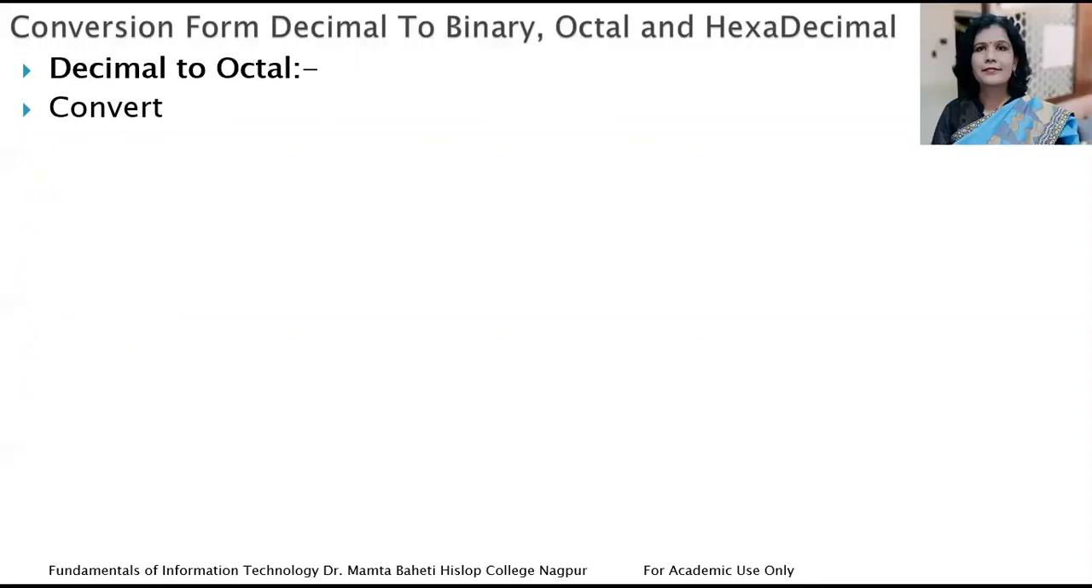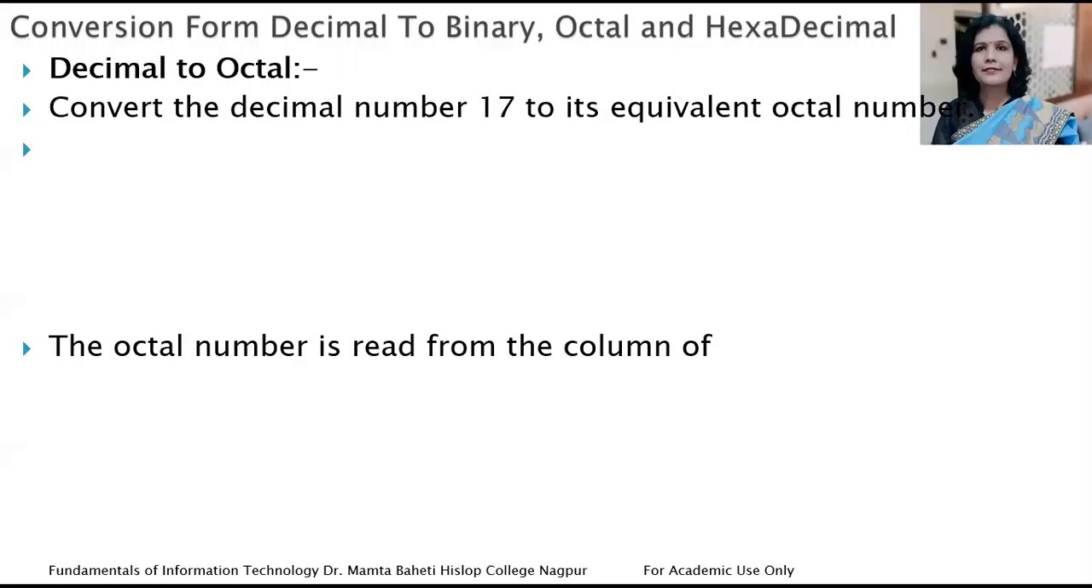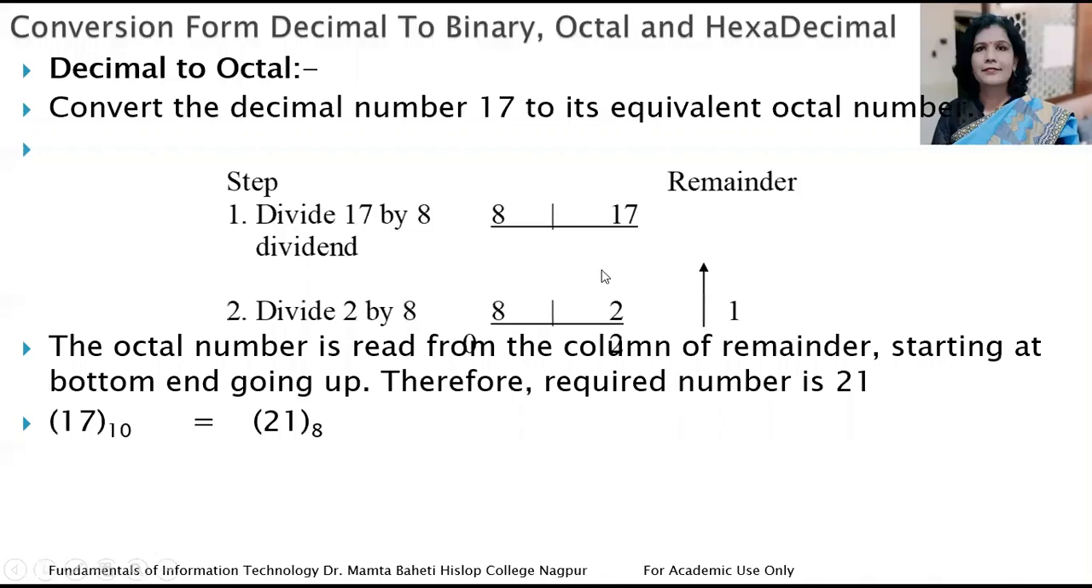Now decimal to octal. In decimal we have 10 digits, in octal we have 8 digits. So the octal number is read from, what we will see? See here. Divide the number by 8. Remember. And till how long will you divide? Until the number is smaller than the number you are dividing by.